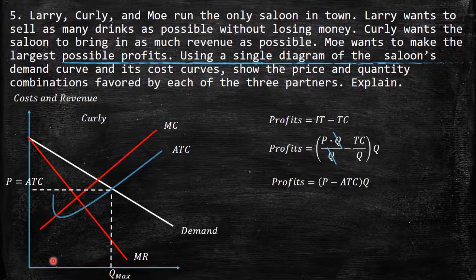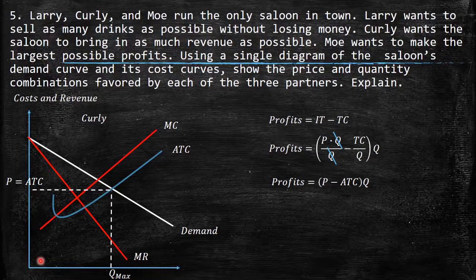So then you can sell until the price is exactly equal to the average total cost. Here we have the average total cost, here we have the demand. I'm so sorry, this one is not going to be Curly, it's going to be Larry. Okay, this one's going to be Larry. Then Larry will produce until this point, because at this point they are selling the maximum possible without losing any money.